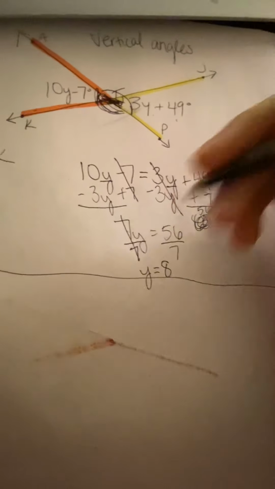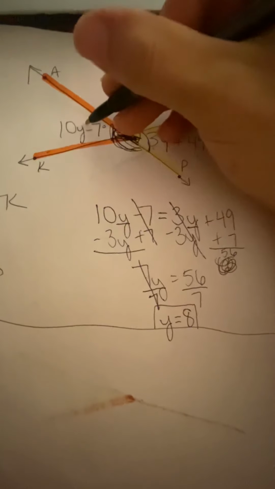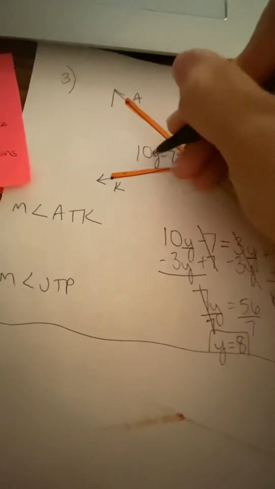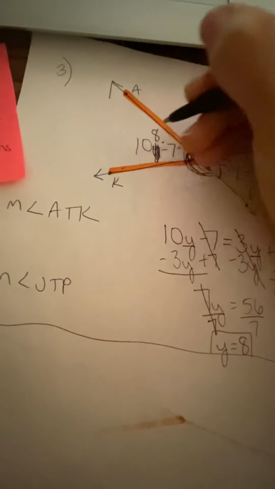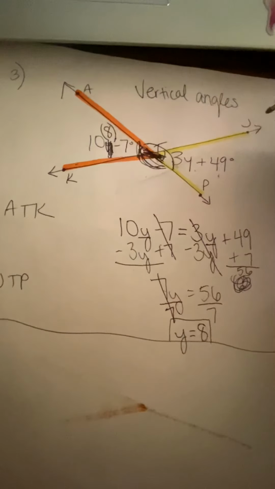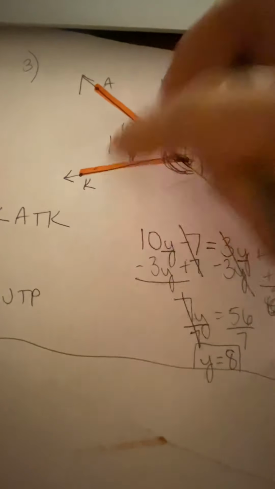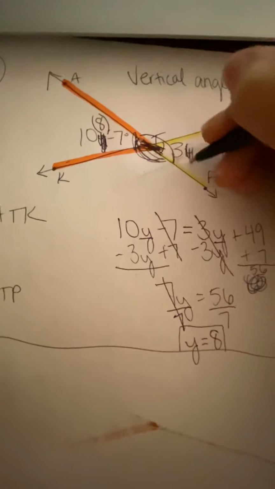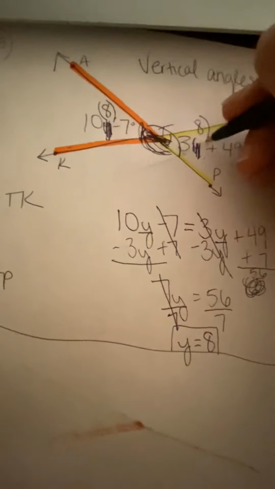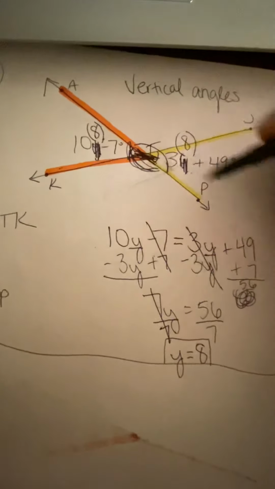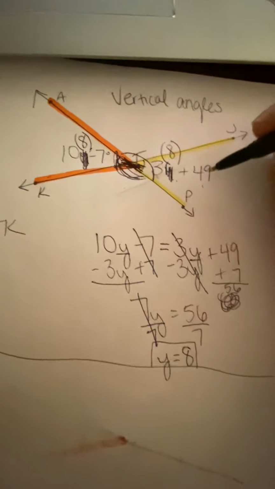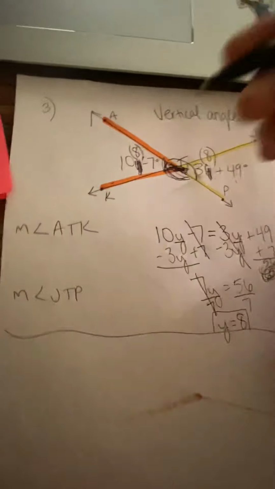All right, so now that I know that y equals 8, I can come back to my expressions here, and I can substitute 8 for y in this expression. So I'm going to do 10 times 8 minus 7 for ATK, and I can replace this with 8 also. So for angle JTP, I'm going to do 3 times 8 plus 49.